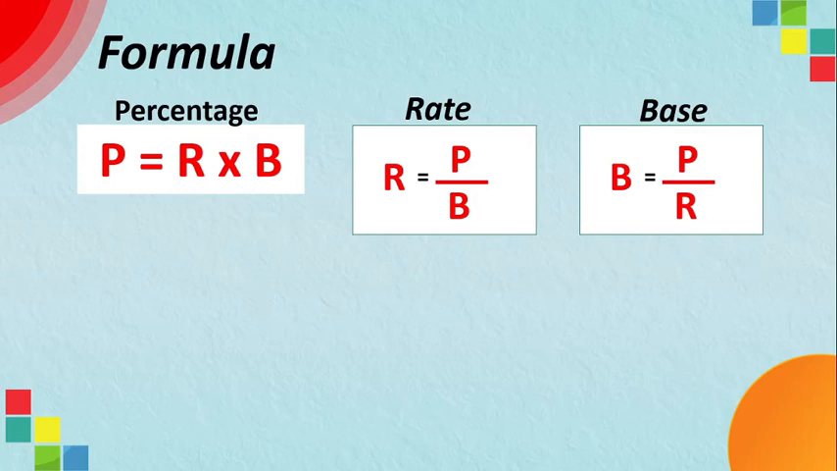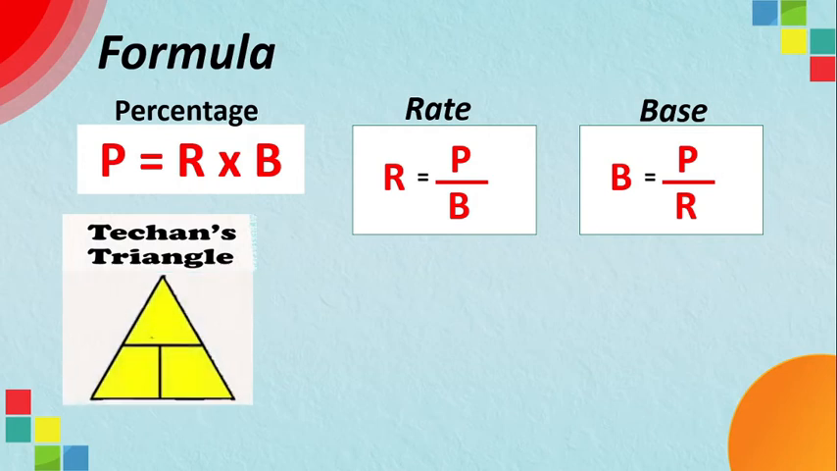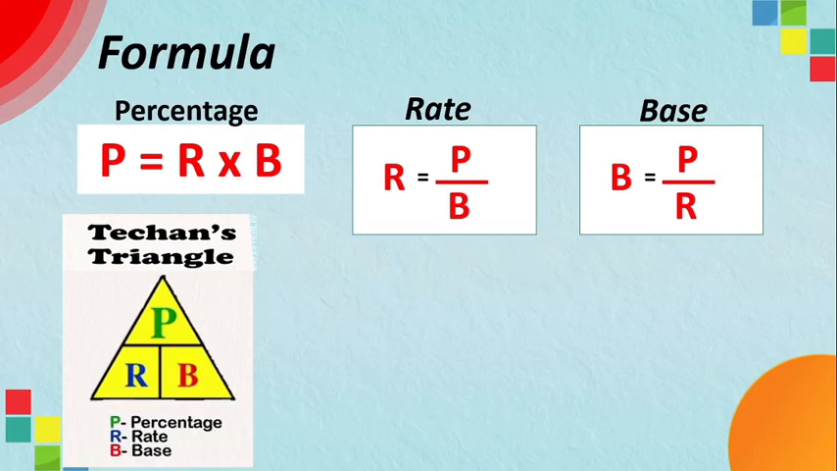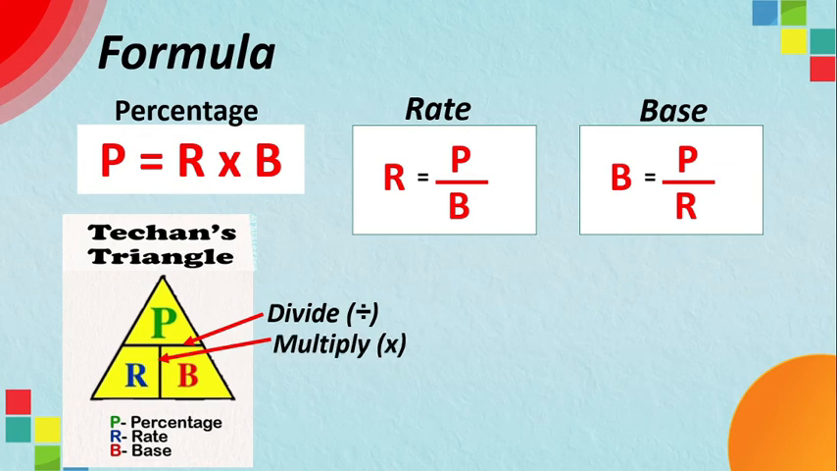So this time, let me introduce to you the Tekans triangle. What is the Tekans triangle? From the word triangle, it is shown to be like this one. A triangle that is divided into three parts. The above part will be named P, the left side part of the triangle will be named R, and the right side part will be named B, wherein P stands for percentage, R is rate, and B is base. This line represents an operation of division, and the line that divides R and B will be multiplication or times.